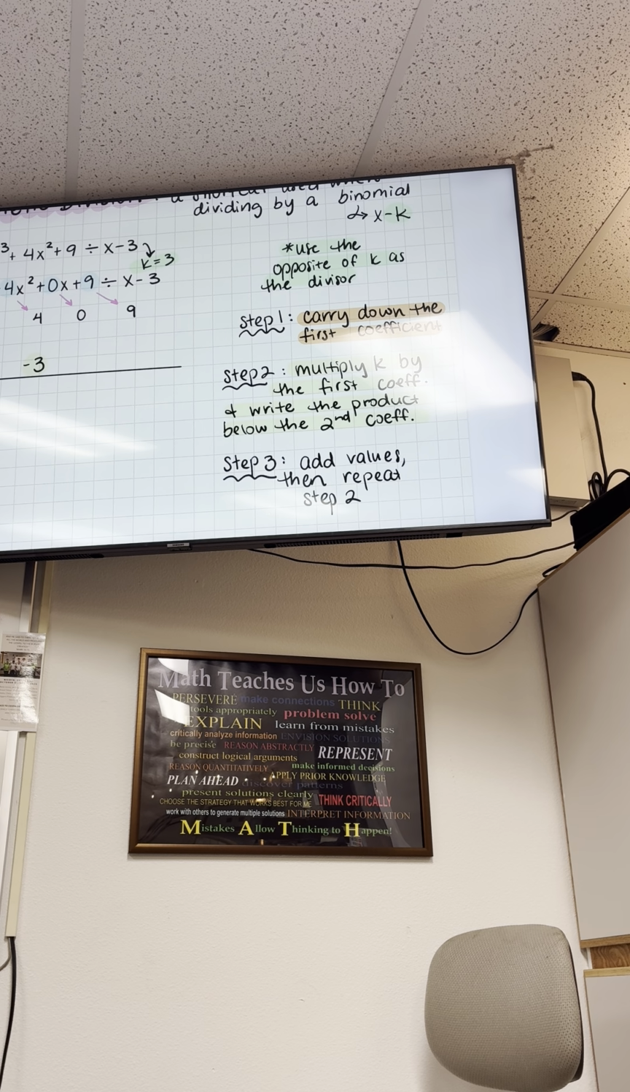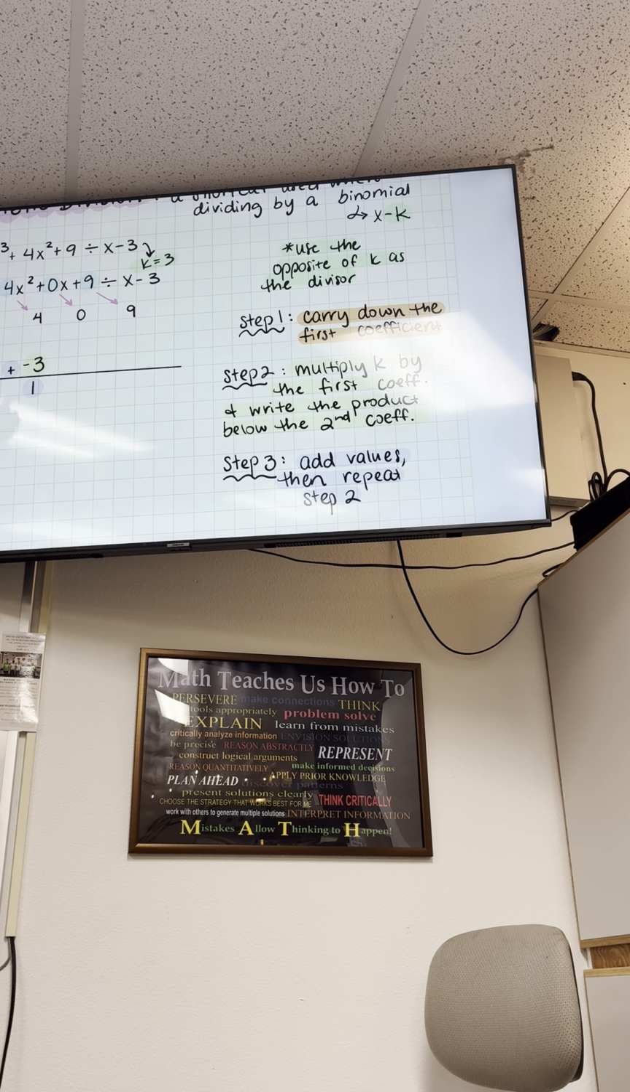Okay, now we're going to add the values from that column and then repeat the steps. So we're going to add these two things together. The sum of 4 and -3 is 1, and then we're going to repeat the process. Wait, so you multiply k by the first what coefficient? So you start by pulling down the first coefficient, then you multiply these together, it goes here. Then you add that column, which is 1, and now we're going to repeat the process.